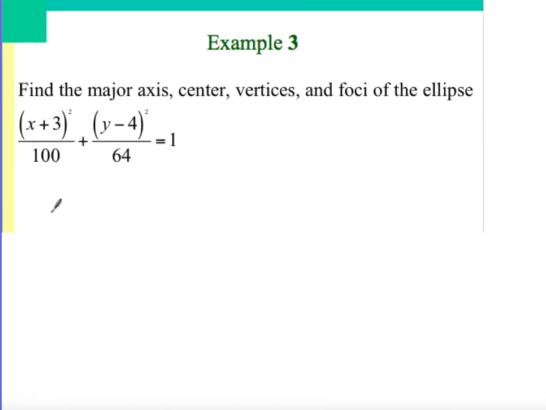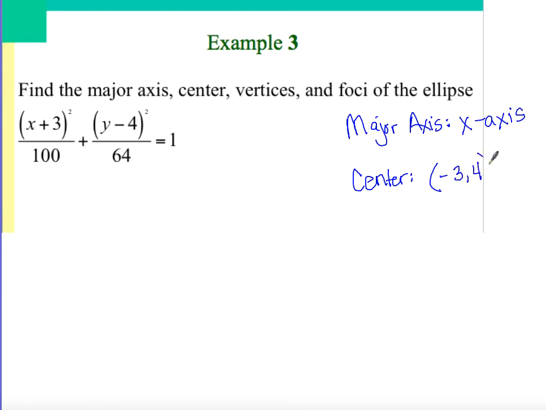So example 3, find the major axis, center, vertices, and foci for this ellipse. Major axis, again, I'm really just looking for you to tell me, is this going in the x-axis direction or in the y-axis direction? The bigger number underneath the x gives me the x-axis for the direction of that. Again, this isn't exactly on the x-axis because now you're going to see that your center is not at 0, 0 anymore. Pretend like this was a circle. Where would that center be? Looks like the center of that would be at -3, 4. So just like the center of the circle changes, the center of the ellipse can also change in that same manner.